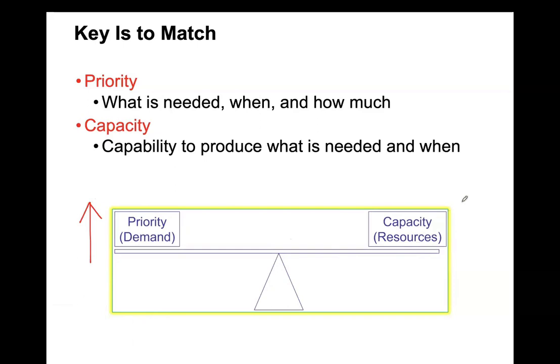On the other hand, if the capacity side is greater than the priority side, that would mean that the organization has greater capacity, or it is spending more on capacity compared to what customers are willing to buy. In that case, the organization will be spending more on resources and it would lose its competitiveness in the long run. So therefore, it is essential that the priority side that comes from the customer side is aligned with the capability of the organization.